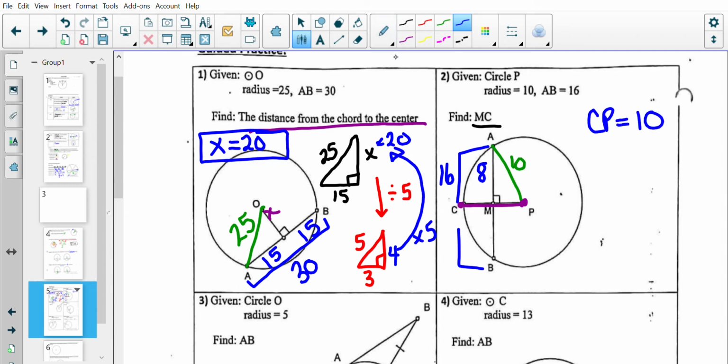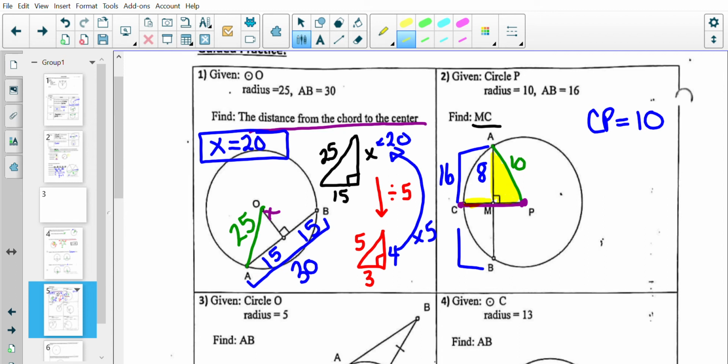Now we want to find just the length of MC. I can't make a circle, I can't make a triangle there. It's not going to help me because CA is not a radius, so that's not going to work. But what I am going to do is use triangle AMP.